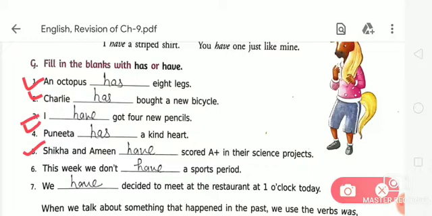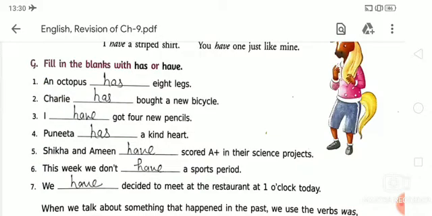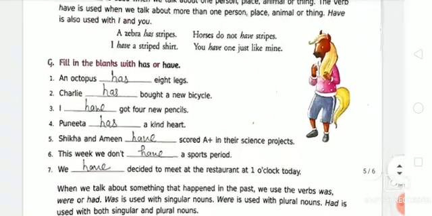Fifth is Sikha and Amin dash scored A plus in their science project, so we will use have here. Sikha and Amin have scored A plus in their science project. Now the next, number 6, this week we don't dash a sports period, so we will use have. This week we don't have a sports period. Seventh is we dash decided to meet at the restaurant at 1 o'clock today, so here we will use have. We have decided to meet at the restaurant at 1 o'clock today.